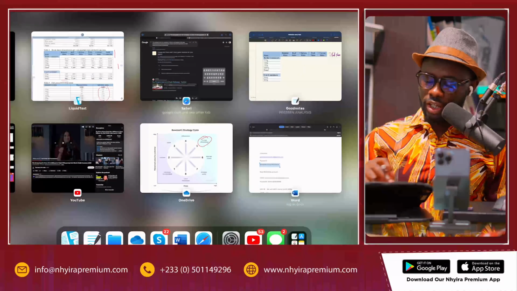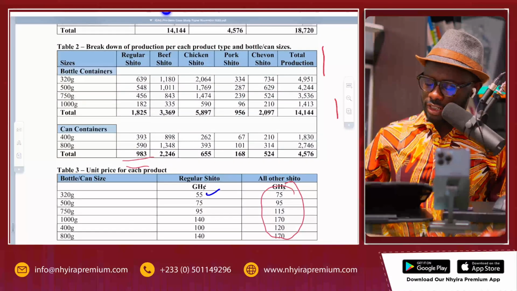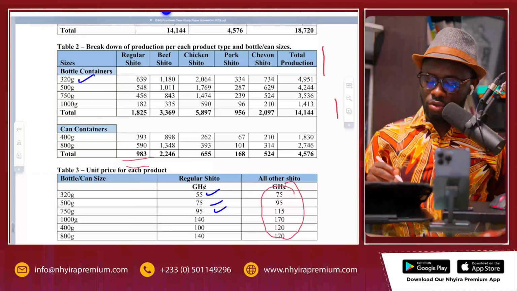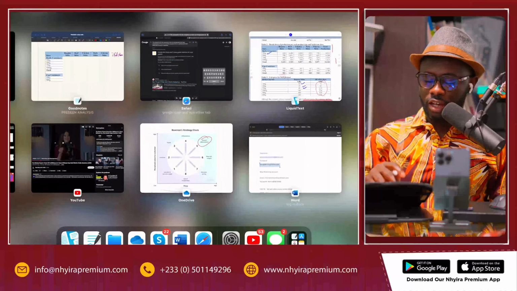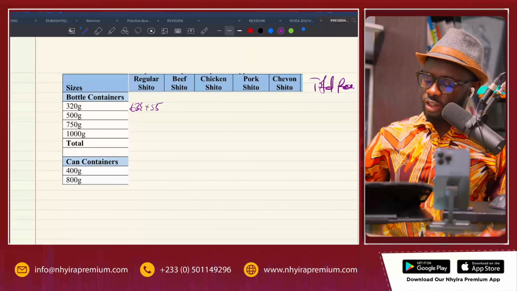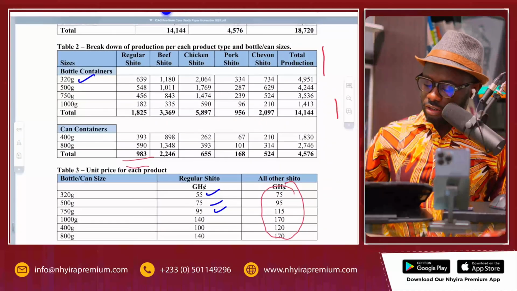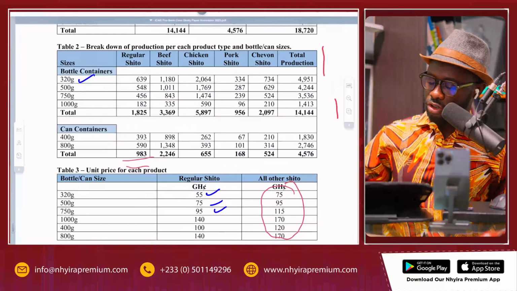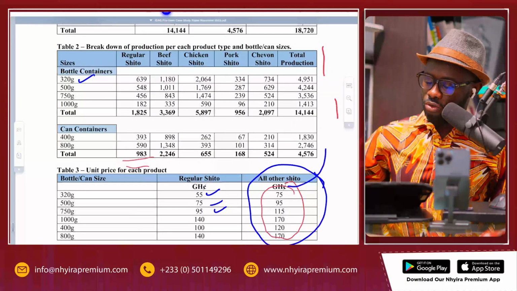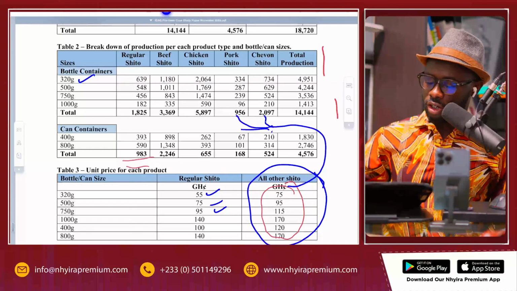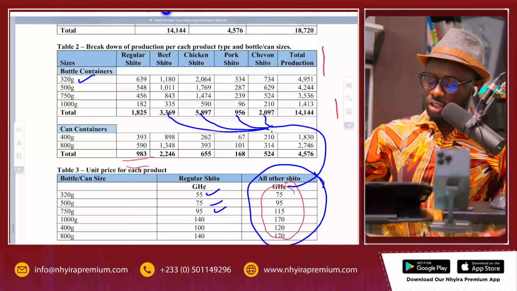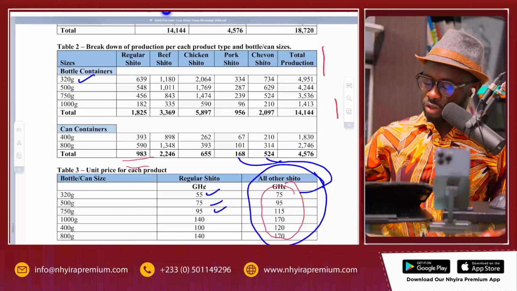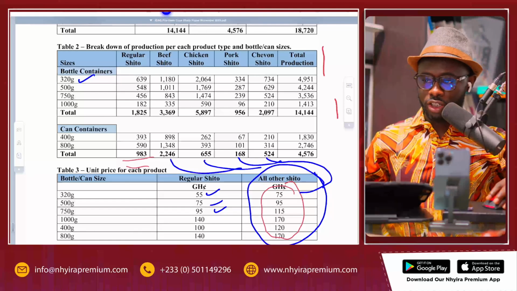So for instance, when you pick the regular shito, the prices are given respectively for each of the bottles that we have. So it means that for the 320 grams bottle, it is 639 times 55. That's going to be here. So 639 times 55. Then you get the revenue for that. Then you do it for all of them for the regular shito. If you are doing beef shito, it's the same thing, the same prices. So it means that these prices here will apply to all the other shito like chivon, pork, chicken, and beef. So these prices will apply to all of the other products that the company is selling. Chivon, pork, chicken, and then beef, respectively, in that particular case.